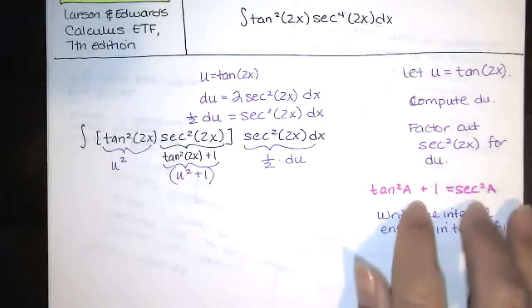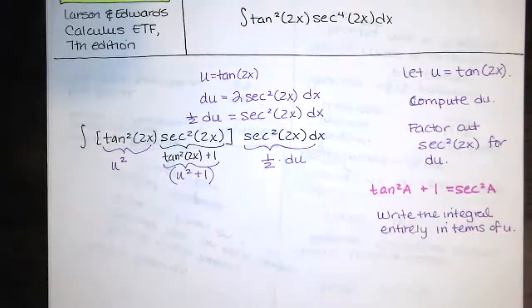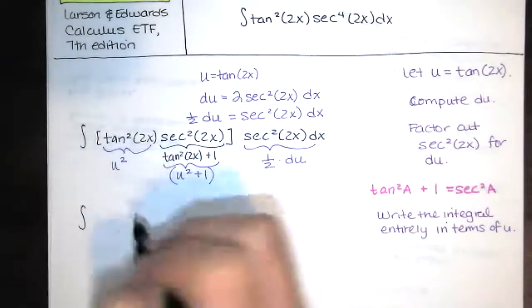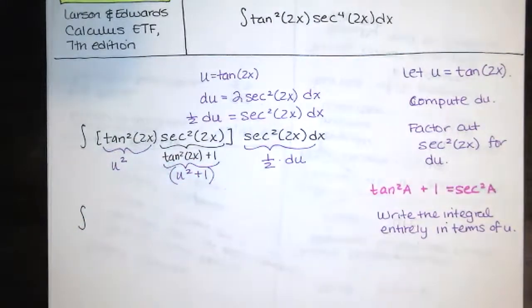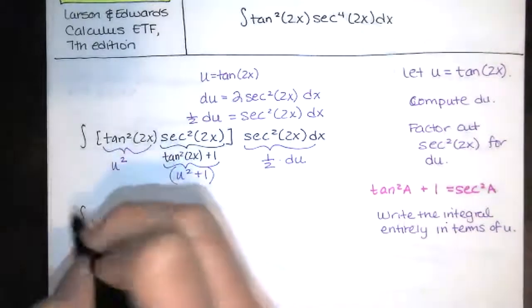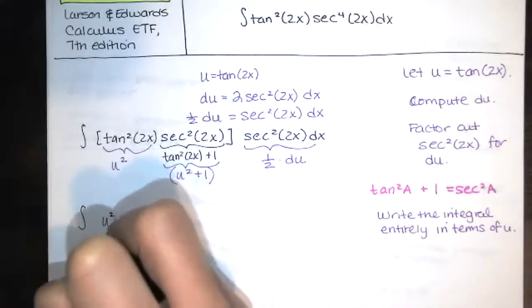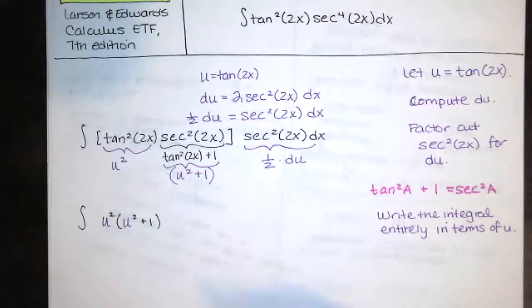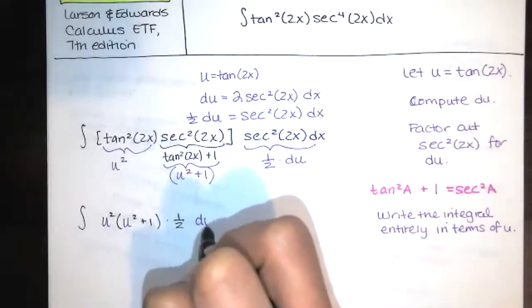And in order to do that, we had to use that trigonometric identity that secant squared of an angle is 1 plus tangent squared of the same angle. And now we're here. I've got u squared times u squared plus 1 multiplied by a 1/2 and a du.